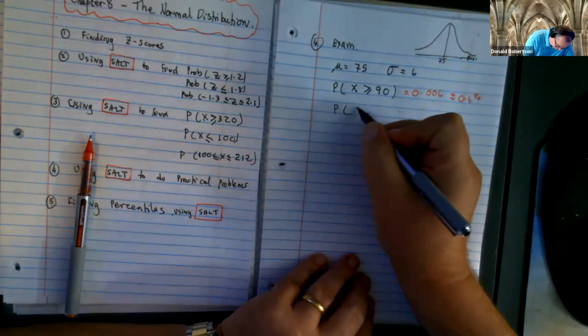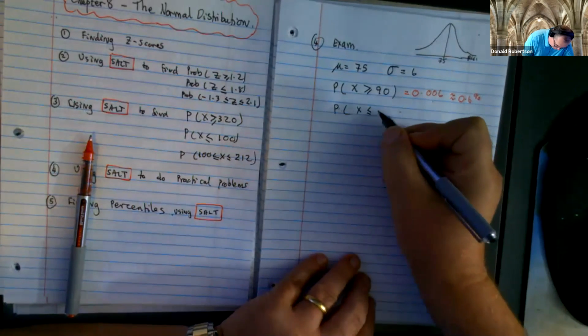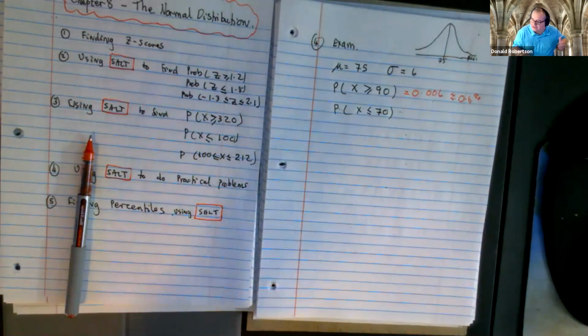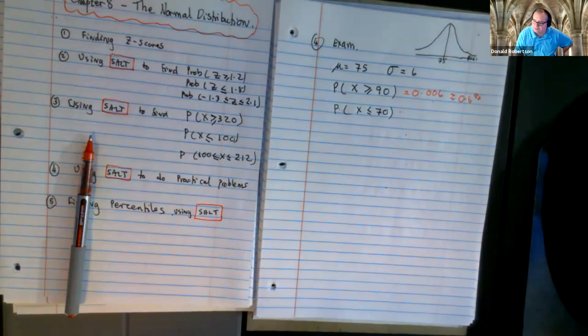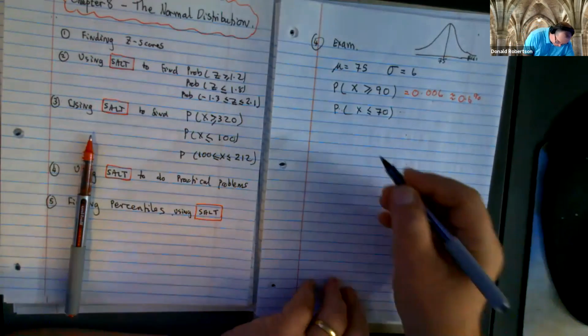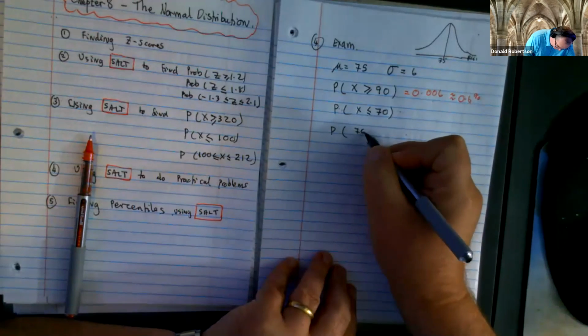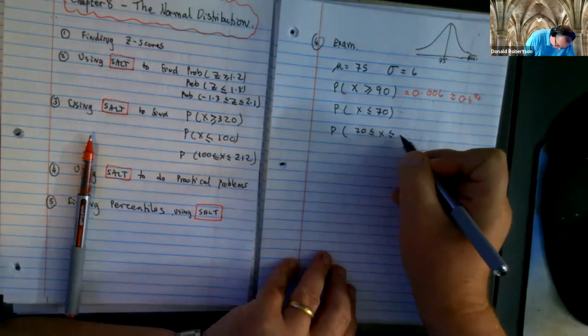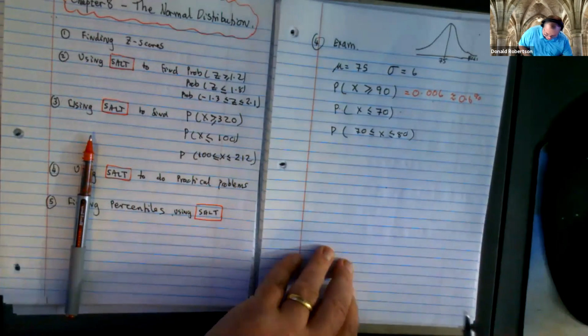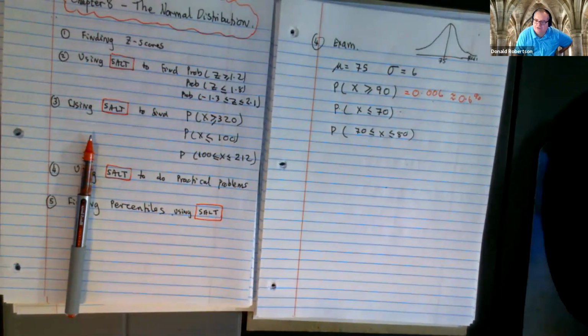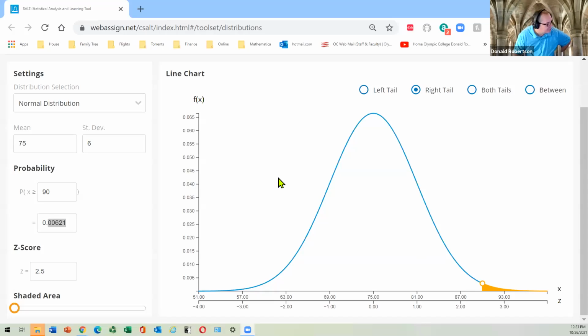I might also be interested in what percentage of the class, say, got less than 70. And while I'm at it, that way I can do 2 questions at once. And maybe I want to get a feel for the middle of the class. What percentage of the class kind of got that score? So I just return back to SALT, and now I can try these ones.